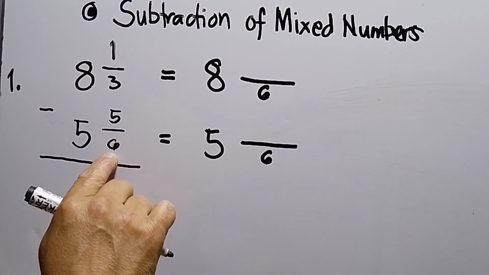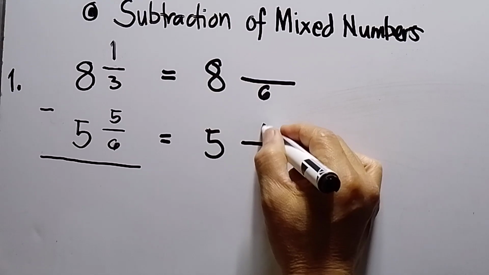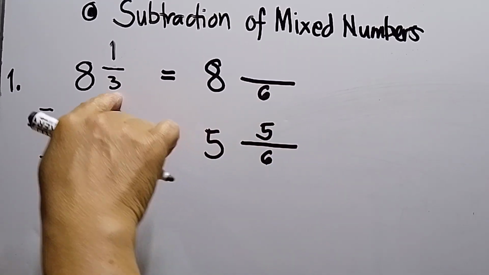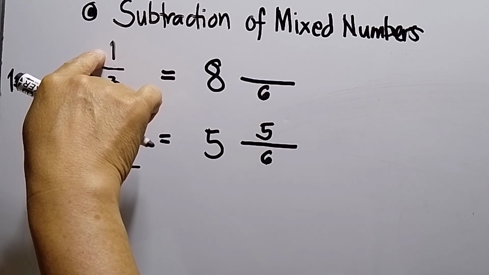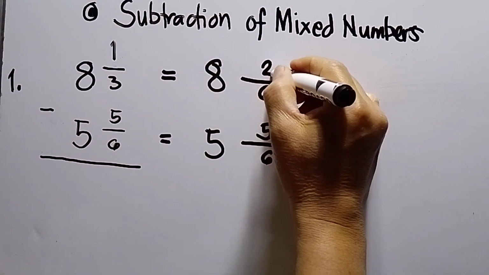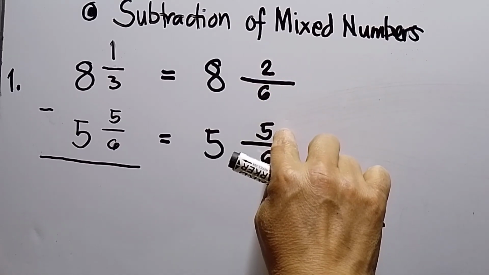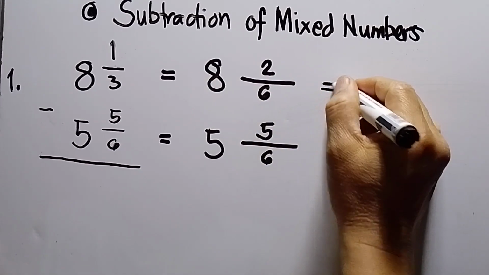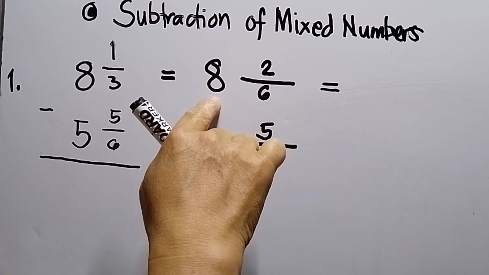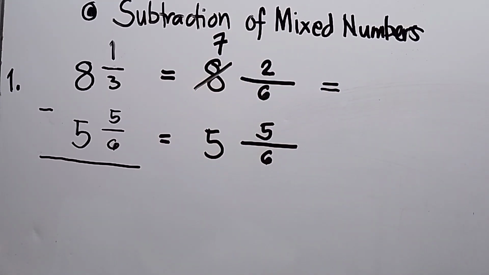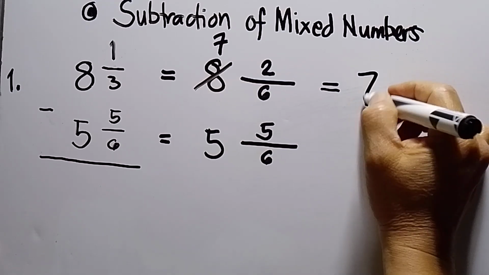And then start dividing by 6. That will be 1 times 5 is 5. And then 6 divided by 3 is 2 times 1. This will be 2. So as you notice, 2 cannot be subtracted by 5. So I need to borrow from a whole number. So borrow 1, this will be 7.